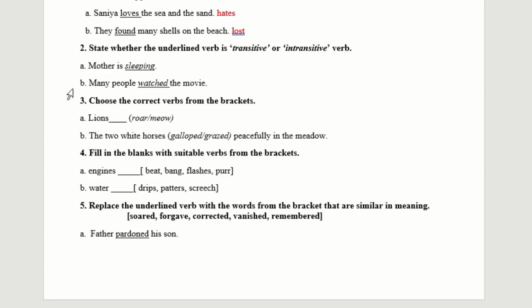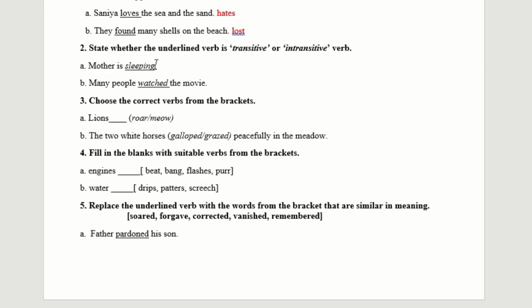Dear children, now let's see the second question. State whether the underlined verb is transitive or intransitive. Mother is sleeping. Let's see what the subject is. Mother is the subject. Is sleeping is the verb. There is no object over here, and the verb sleeping does not require any object to complete its sense. Because mother is sleeping, its meaning is complete. It doesn't require any object at all.